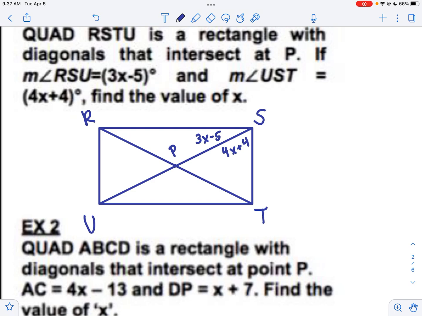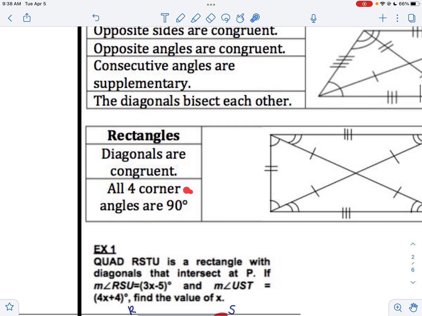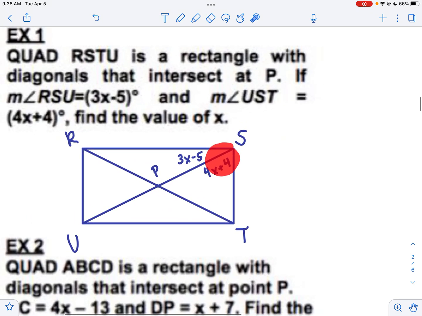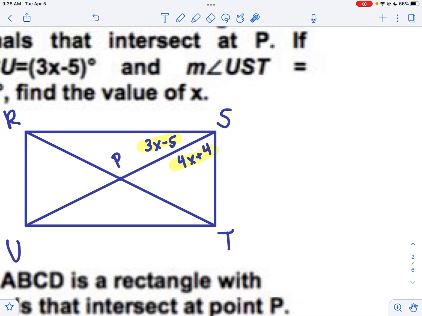Okay, and now I have to think, what do I know about a rectangle? So I don't have too many options with these problems. Either they're going to be part plus part, they add to a number, or they're going to be congruent and they're going to equal something. Well, I know that the full corner, remember in a rectangle, that the corners are all 90 degrees. So this corner right here is 90 degrees, which means that these two parts should add together to equal 90 since they're both in the corner. So part plus part equals 90.